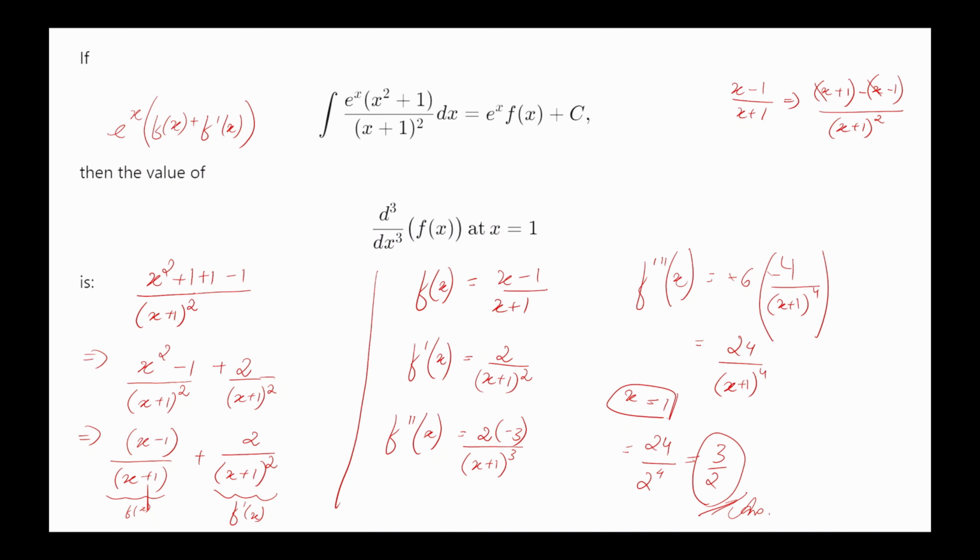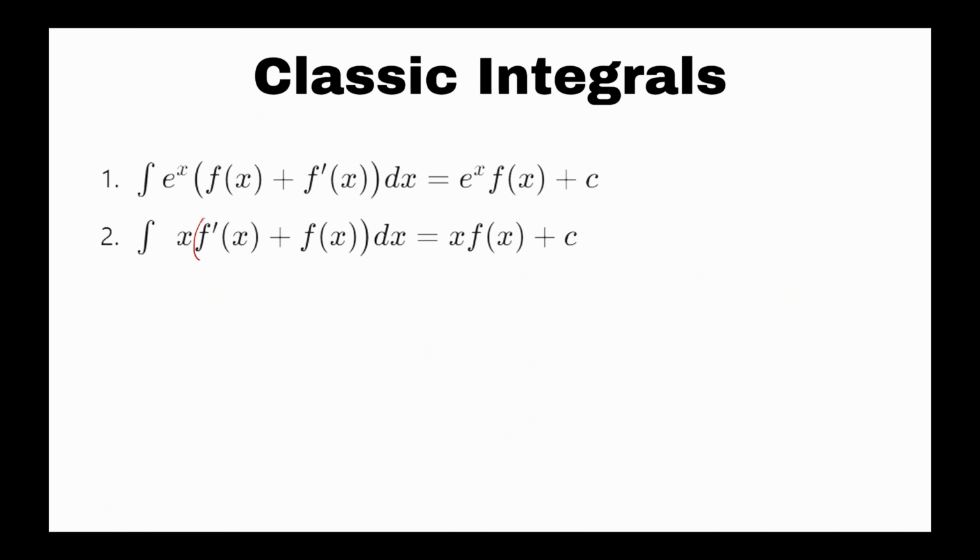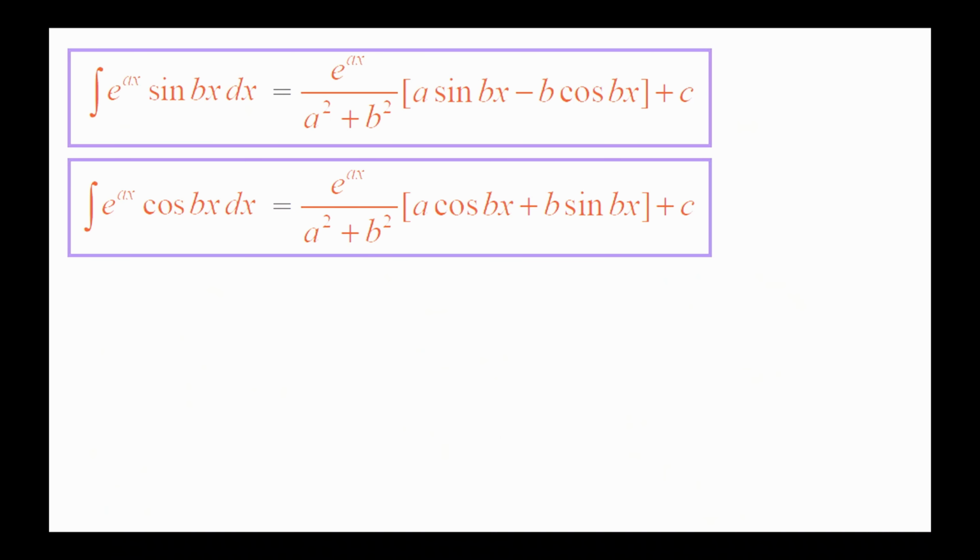So this is how you can find out your functions when you can see that there is any type of classic integrals present. So now talking about a few more classic integrals which you need to remember. Let's say if you see integration of e to the power ax into sine bx dx. Simply directly you can write down your answer as e to the power ax upon a square plus b square into (a sine bx minus b cos bx).